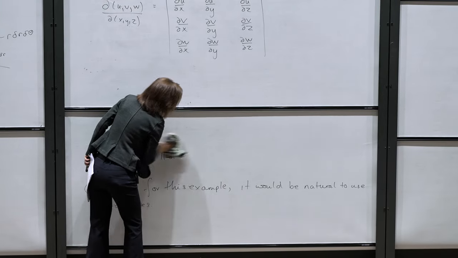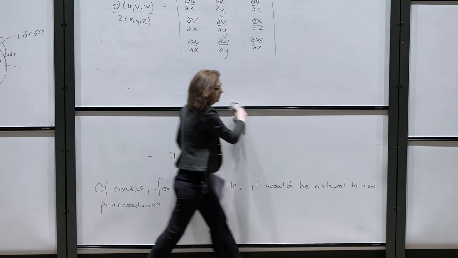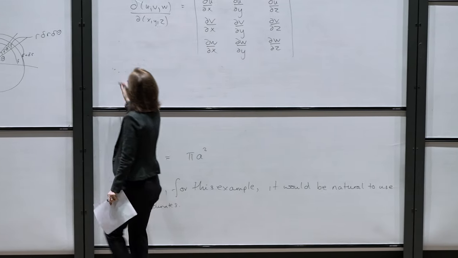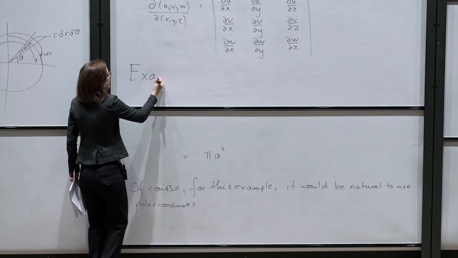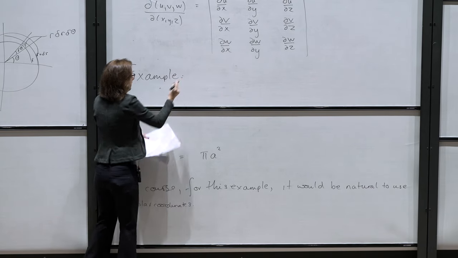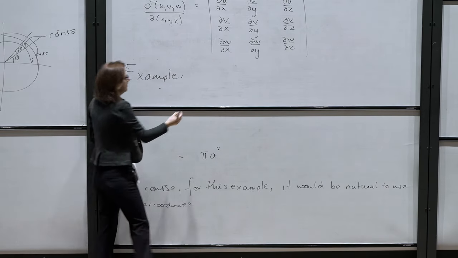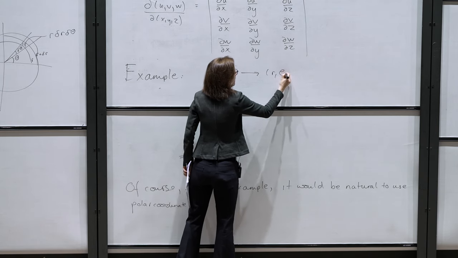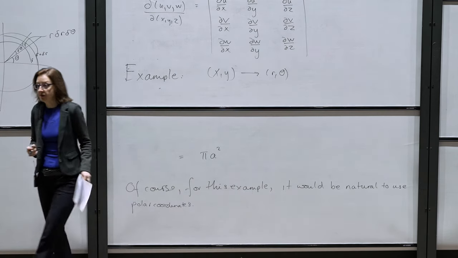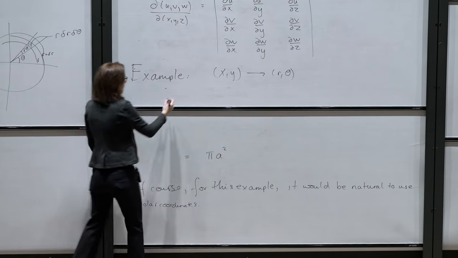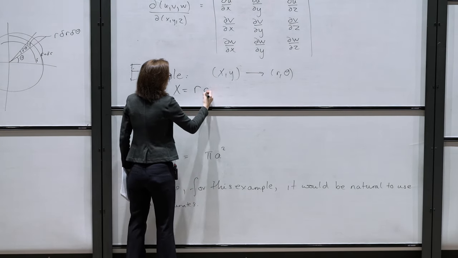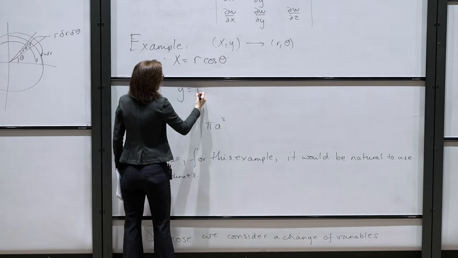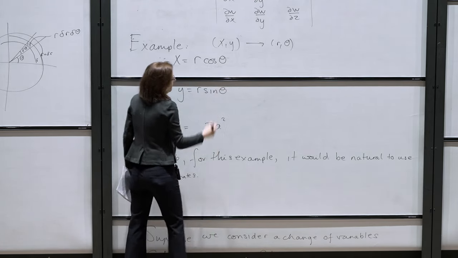All right, so let's just check everything's working as we expect. So let's consider an example that we've already thought about a lot today. Let's consider the polar coordinate example. So we're going to go from Cartesians to polars. So under this transformation, we can say that x is just r cos theta and y is r sine theta.